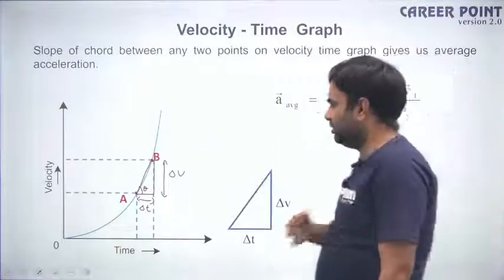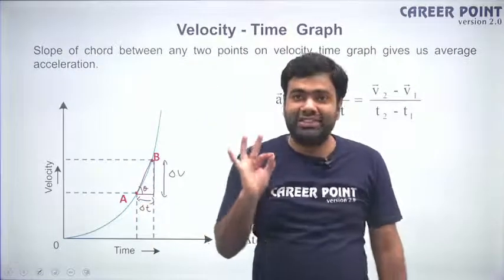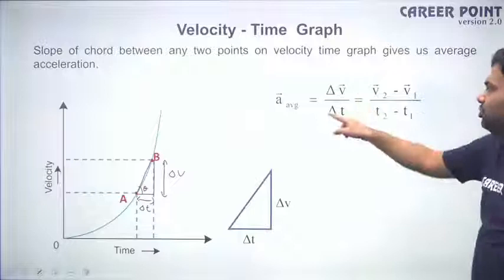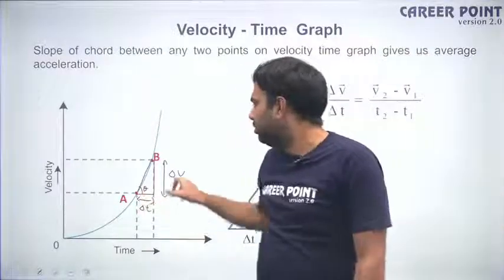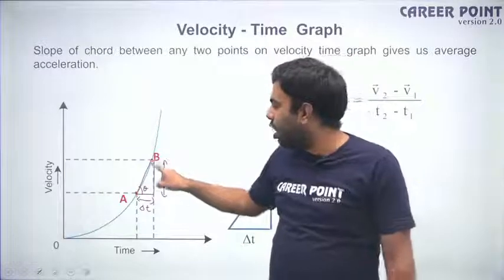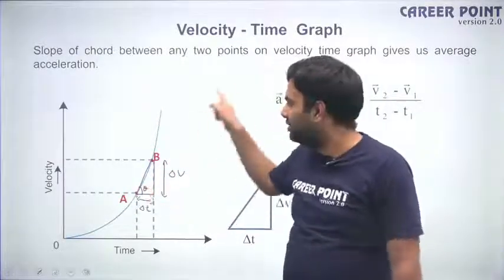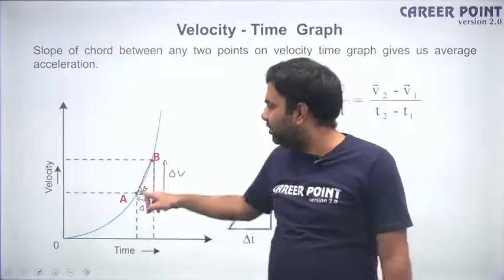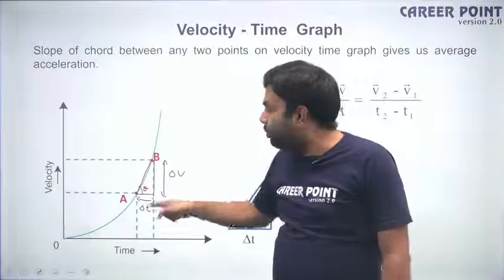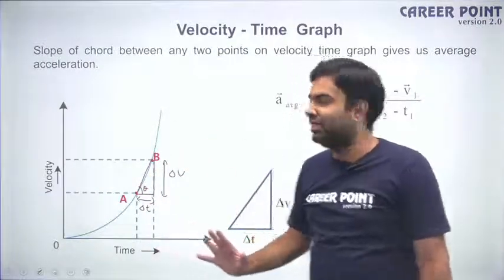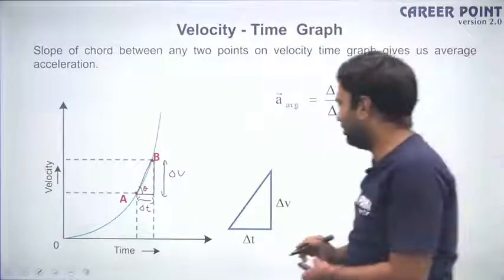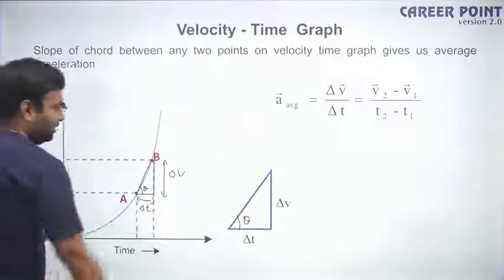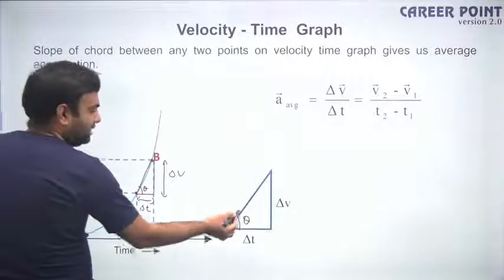See, this is the velocity-time graph, and if I want the average acceleration between points A and B, what is the definition of average acceleration? Change in velocity upon the time taken to change the velocity. This is average acceleration. If I draw a chord, meaning a straight line cutting the graph at 2 points, between points A and B, the slope of that chord will give us the average acceleration. See, this is theta, this is the change in velocity, and this is the time taken to change this velocity. So average acceleration is tan theta.